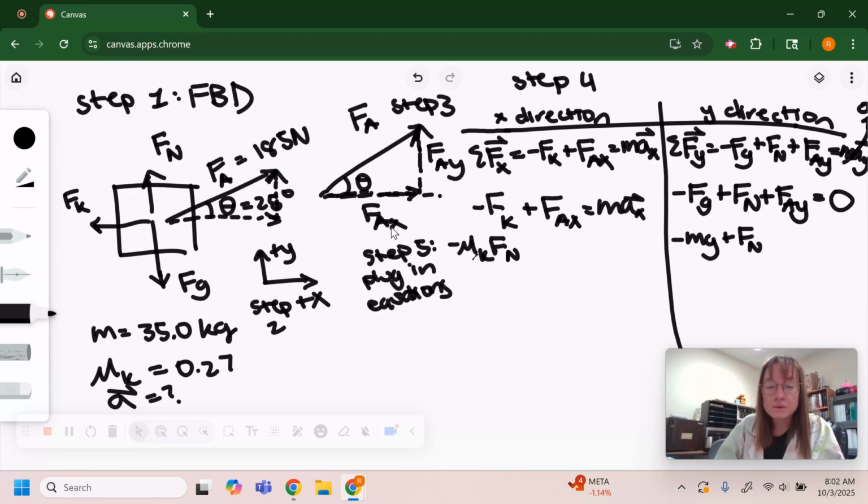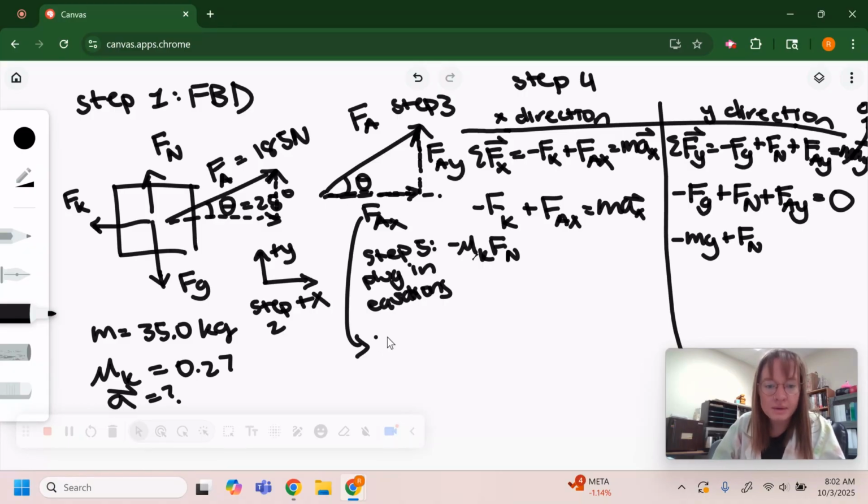I don't have FAX and I don't have FAY, but I do have FA and I do know this angle. Hey, could you use a trig friend to help you solve this problem to find FAX? Absolutely you could. You would say that FAX, if I look at this angle, I've got the adjacent here and I know the hypotenuse, so I'm going to use cosine.